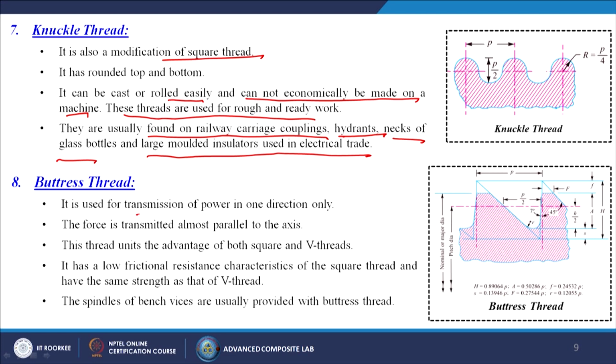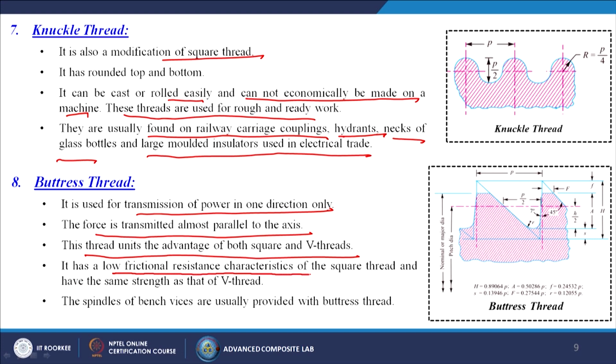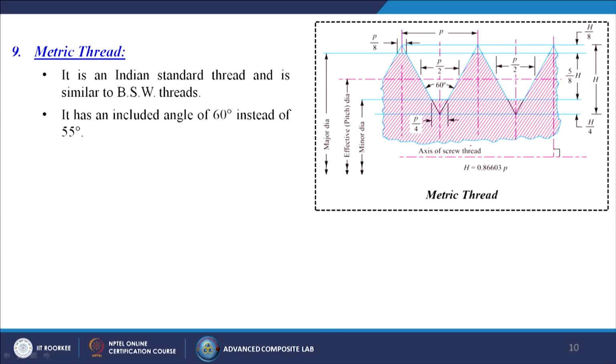Now, come to the buttress thread. It is used for transmission of power in one direction only. The force is transmitted almost parallel to the axis. This thread unites the advantages of both square and V threads. It has the low frictional resistance characteristic of the square thread and has the same strength as that of V thread. The spindles of bench vices are usually provided with buttress thread. So, this is the image.